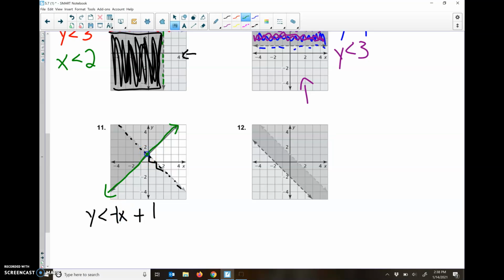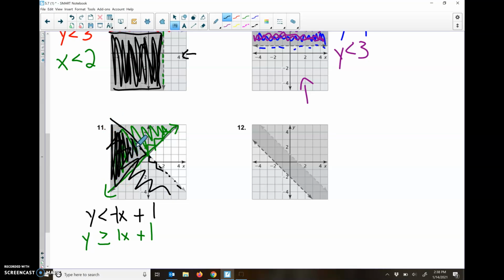If I'm doing the green line, again, it looks like our y-intercept is 1. Our slope is up 1 over 1, so 1x again. This time, it looks like we have a solid line there, so we're going to be an equal to. And it looks like this time we shaded above the line. So y is greater than or equal to. So again, everything here got shaded in green. Everything here got shaded in black. And then this is the part that we're going to focus on because that's the part that got shaded twice in green and black.